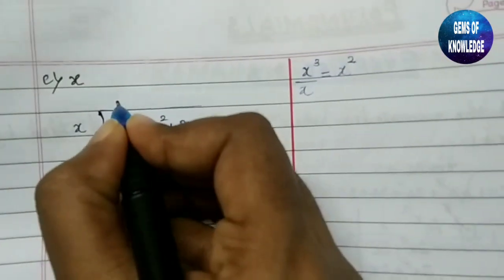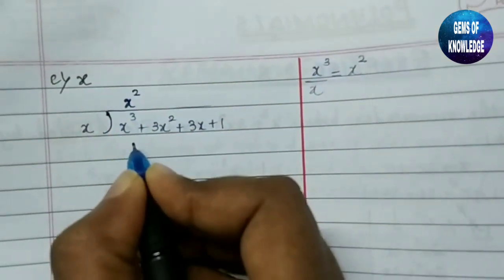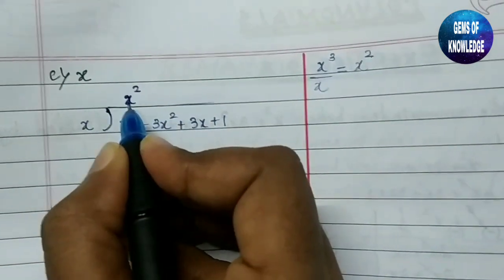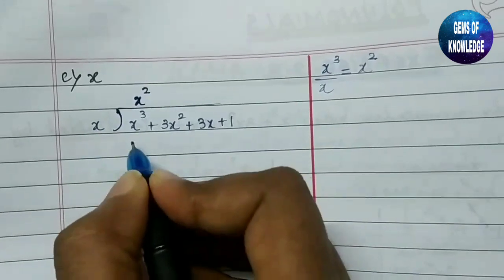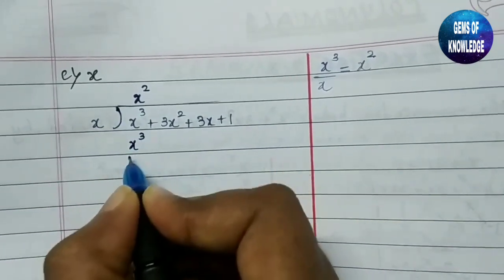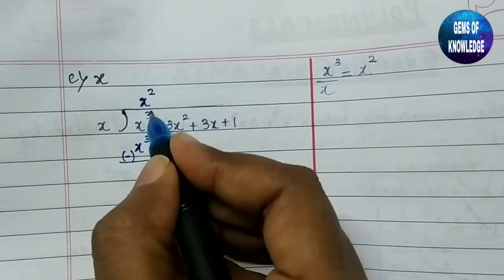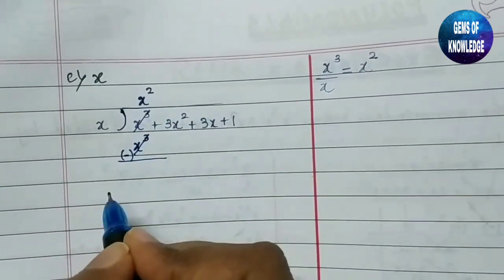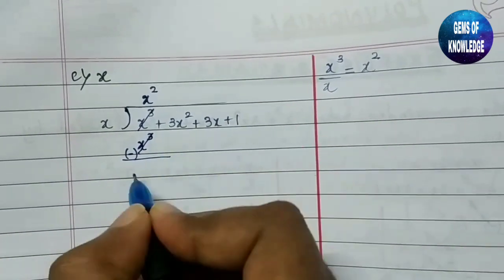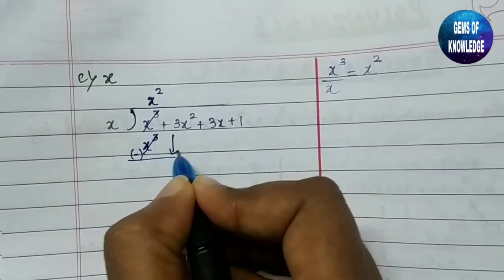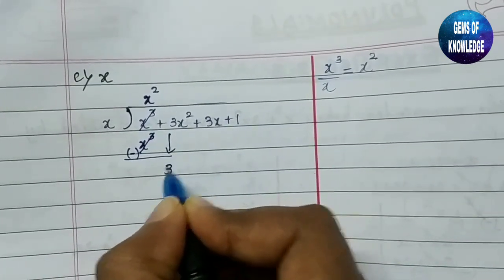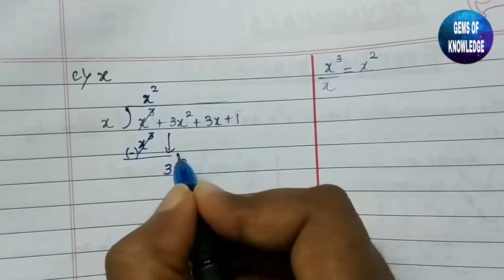Okay, and that x square must be written over here. So when you multiply this x square into x, we are getting x cube. Okay, change the sign here. So what we are getting here, this one and this one will be cancelled out. So what is remaining here, this one will come down. So you will get 3x square.